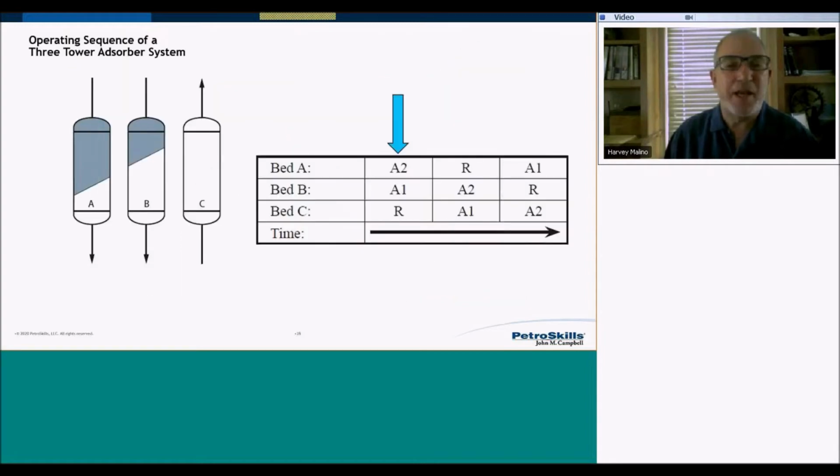This is another example of a 3-bed system. It shows more definitively the steps. Each block here is called a step time. Vessel A is in the second portion of its adsorption cycle. Vessel B over here has just started the adsorption cycle, and vessel C is in the regeneration cycle.